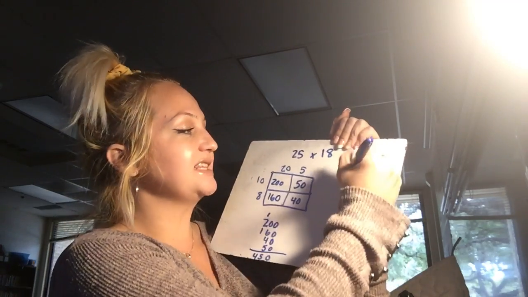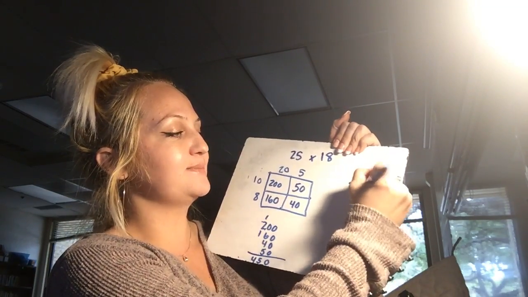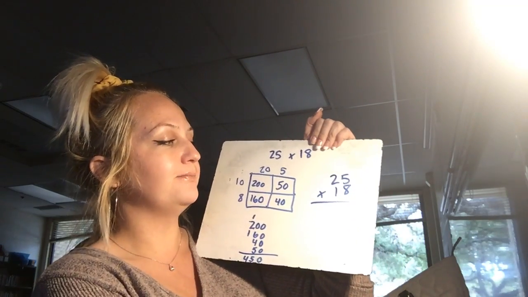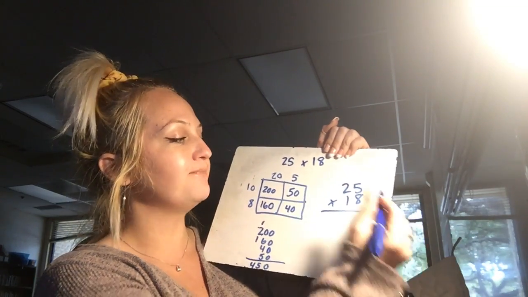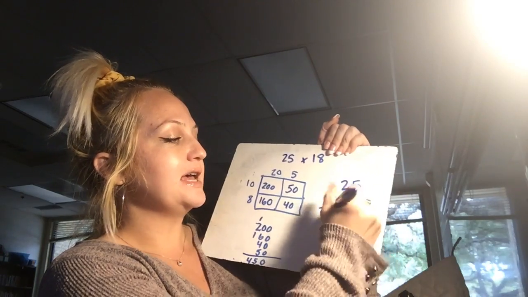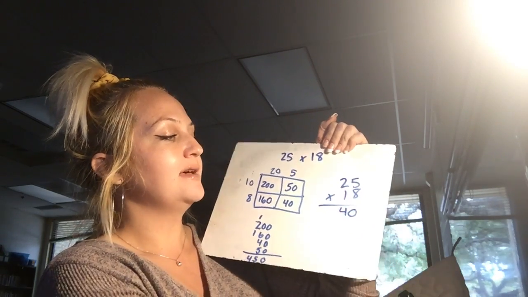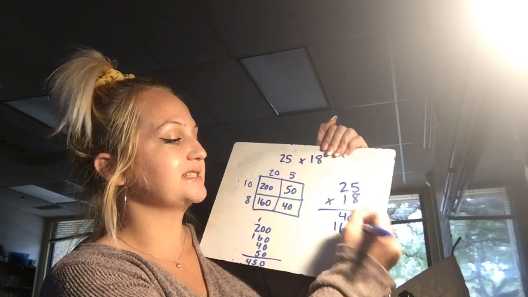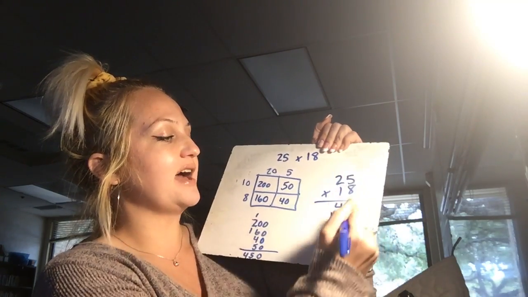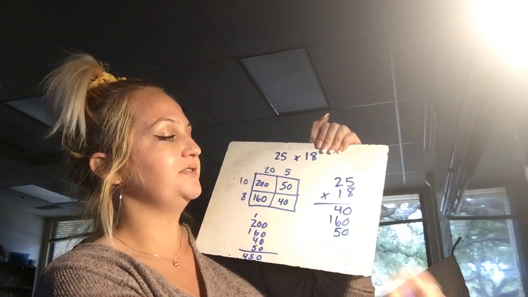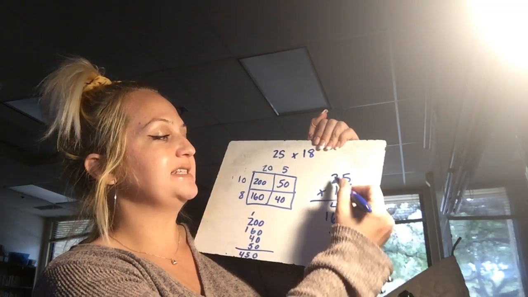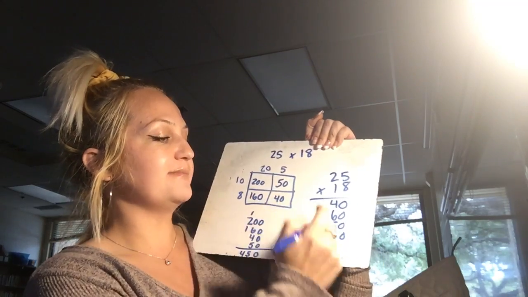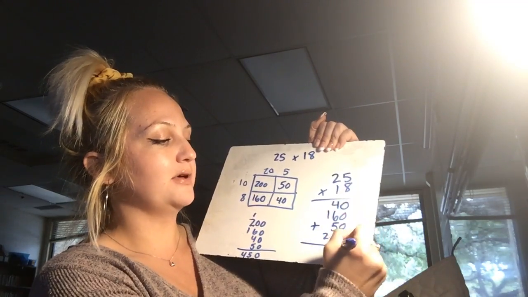Now let's see if I can do it the same way in expanded algorithm. Remember, you set it up and down. I tend to put the bigger number on top. 8 times 5. 8 times 5 is 40. 8 times 20. 8 times 20 is 160. 10 times 5. 10 times 5 is 50. And the last one is 10 times 20, which is 200. My numbers should match. You add them up.